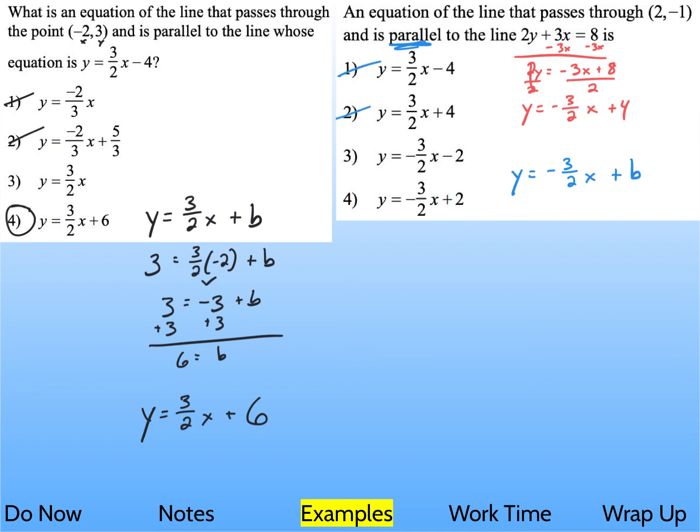So again, see you later 1, see you later 2. You're not useful to us right now. What we want to do, we plug in this x and y up here, where x is 2 and y is negative 1. So we have negative 1 equals negative 3 over 2 times 2 plus b. And you get negative 1 equals negative 3 plus b. Add 3 to both sides. We get that b equals 2. And our equation is y equals negative 3/2 x plus 2. Choice 4 again.